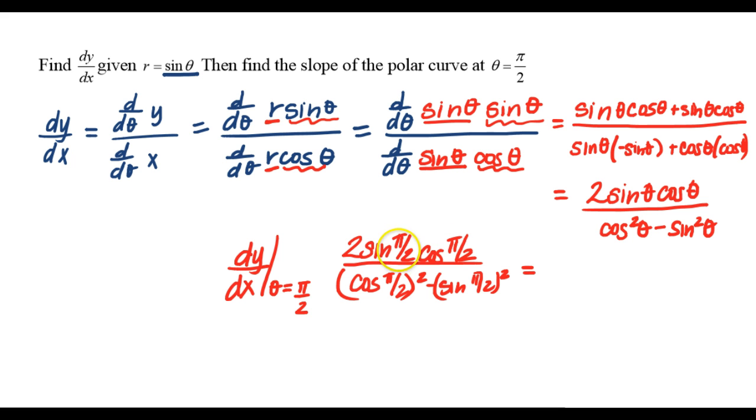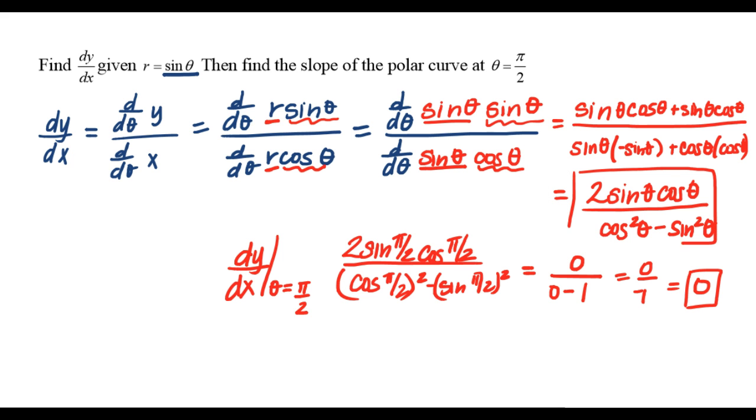So here the numerator ends up being 0 because cosine of pi over 2 is 0. But we do have to double check to make sure the bottom is not 0, otherwise we have a derivative that is undefined, so it wouldn't exist. But cosine of pi over 2 is 0, but we're subtracting sine of pi over 2, which is 1. So this is 0 over negative 1, which is just 0. So the slope of the polar curve at theta equals pi over 2 is 0. And then this is my dy/dx.